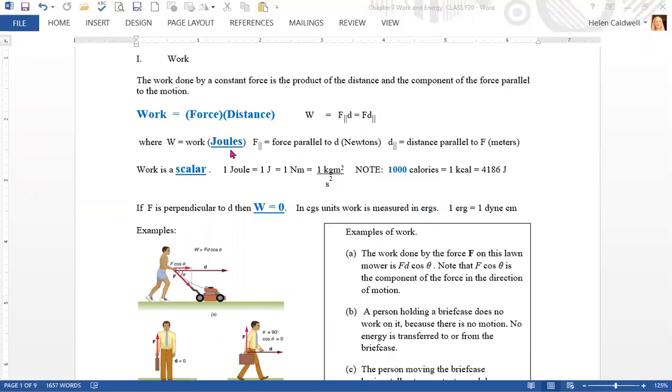The abbreviation for a joule is a capital J, just like the abbreviation for a newton was a capital N. Again, the force is in newtons and the distance is in meters. Work is a scalar, not a vector. It just has magnitude and does not have direction. So a joule is the same thing as a newton meter. A newton was a kilogram meter per second squared, so a joule is the same thing as a kilogram meter squared per second squared.